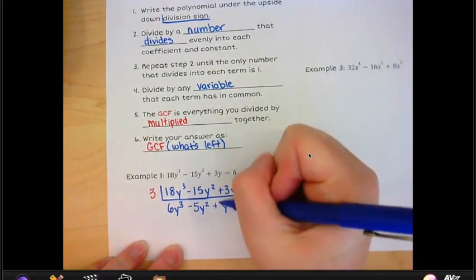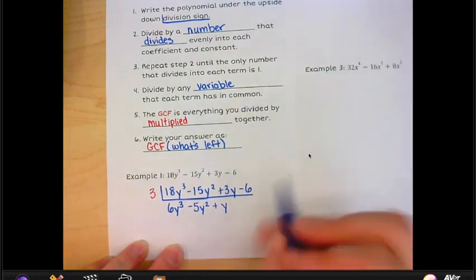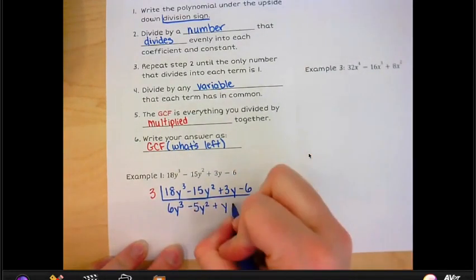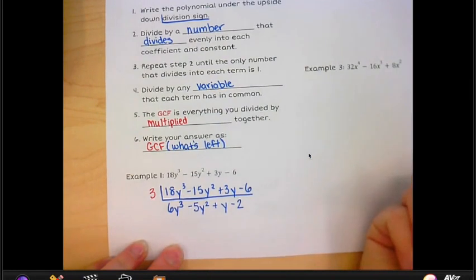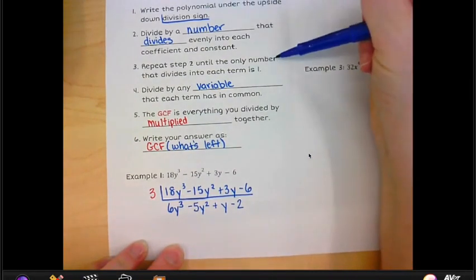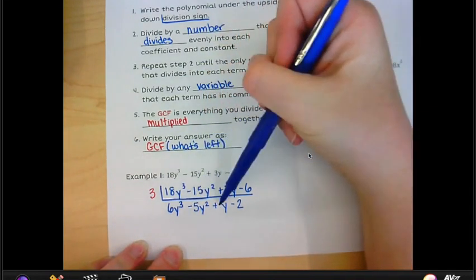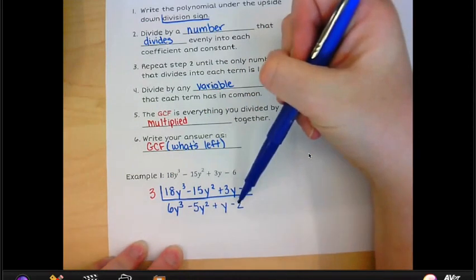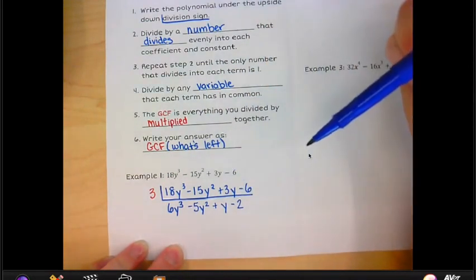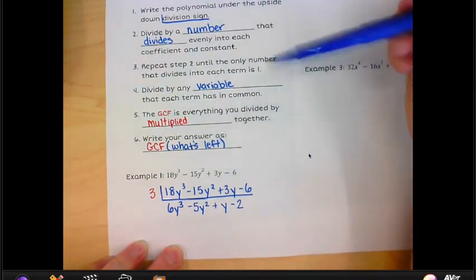That invisible 1 in front, you can write it there if you need it. And negative 6 divided by 3 is negative 2. Repeat step 2 until the only number that divides into each term is 1. So if I look, I have 6, negative 5, 1, and negative 2. There's no other number other than 1 that I can divide those by.